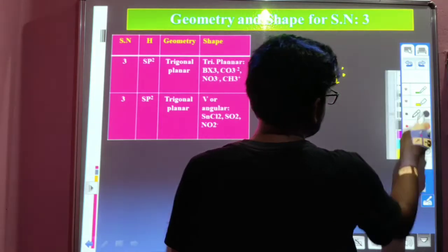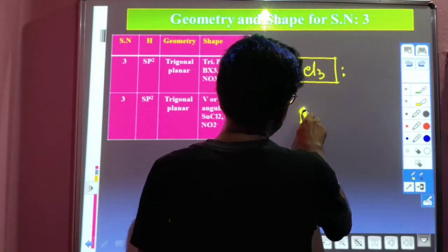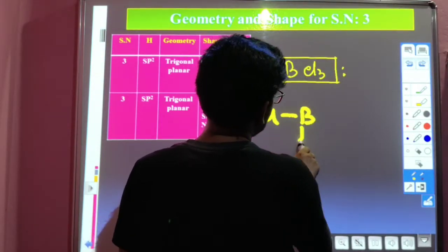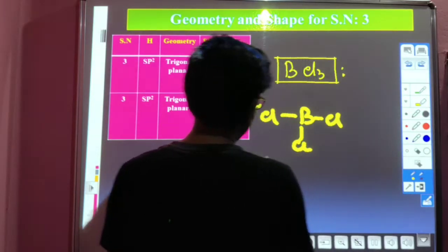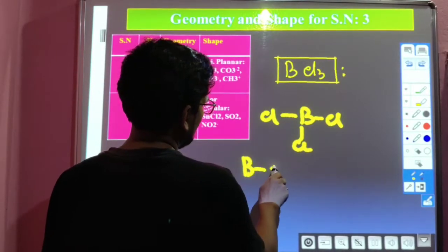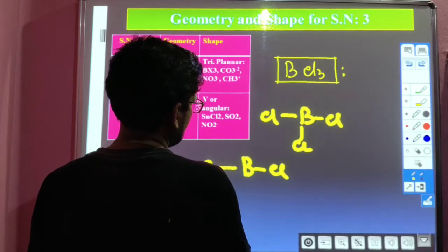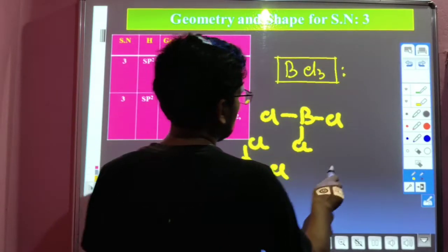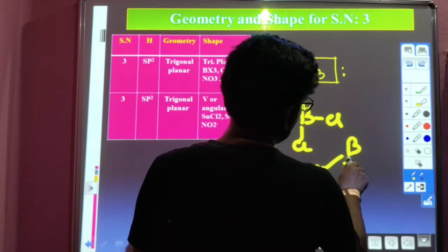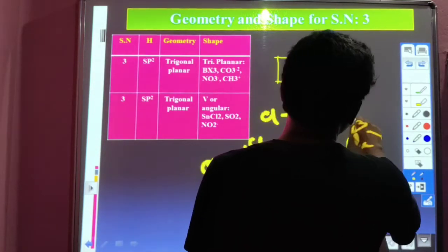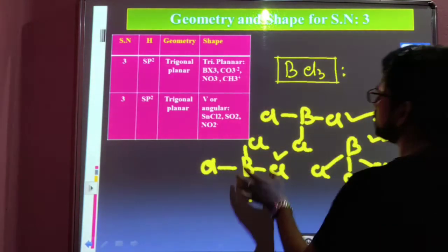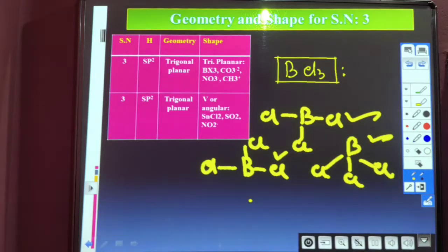Just write like B, Cl, Cl, Cl. All are correct structures. These are the correct structures. Okay, no problem.